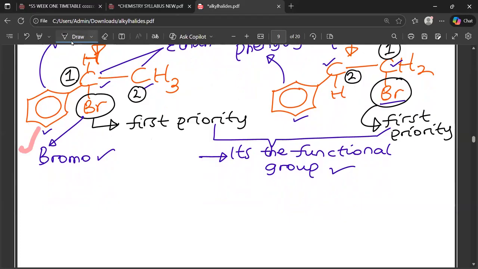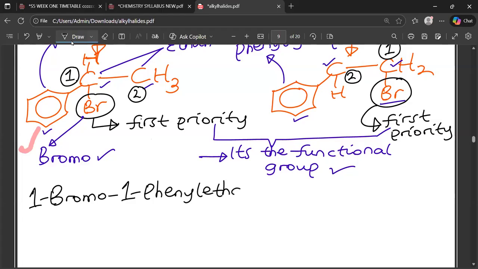So when I come here, my parent is ethane. When I come to mention the side groups, I'll say 1 bromo, isn't it? Even the phenyl is on position 1, so I say 1 phenyl, then ethane.